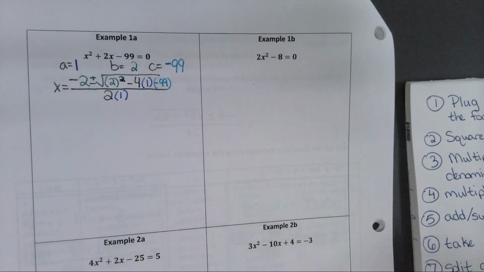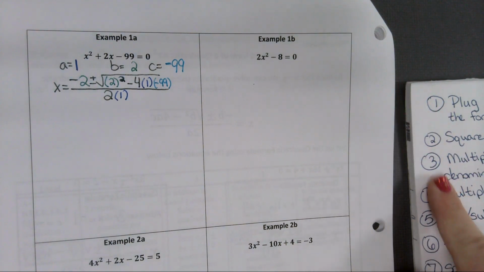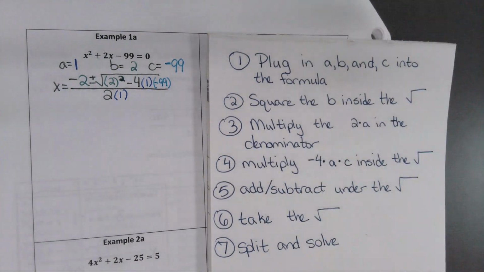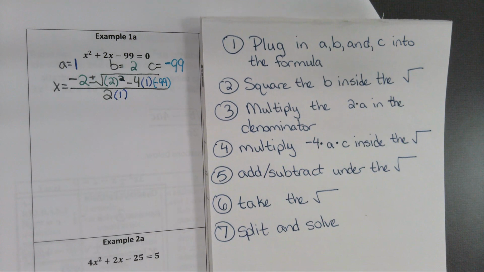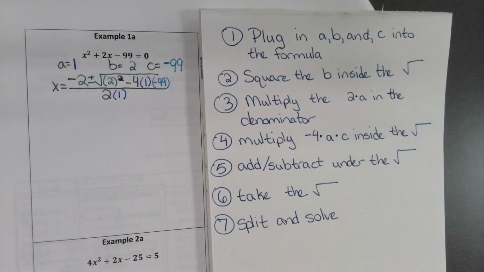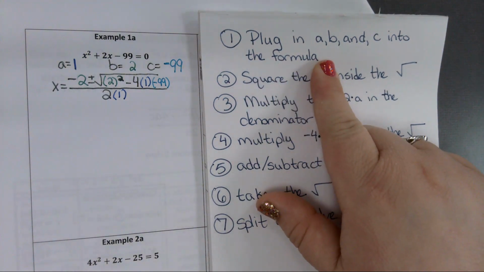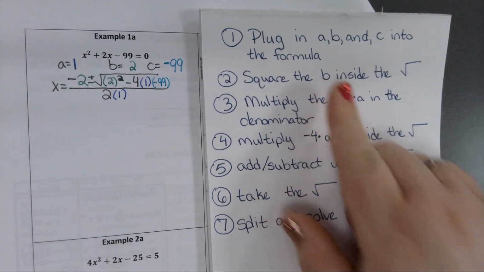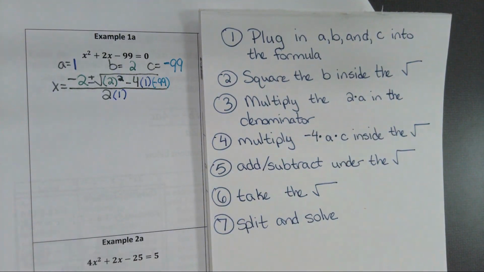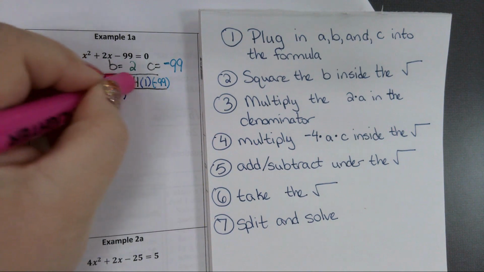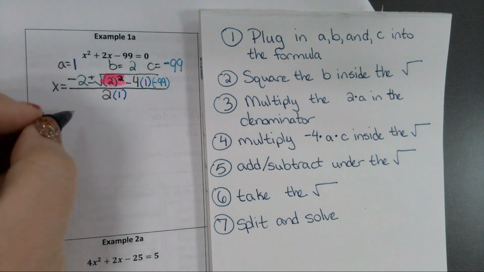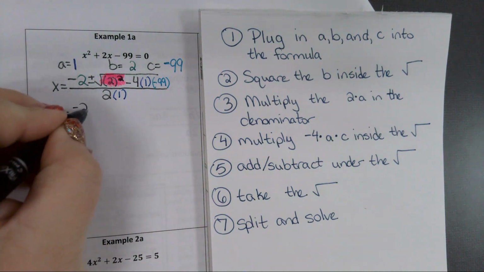And we're going to use these steps that we have over on the side here to solve. So I'll list them over to the side so that we can follow along. Step 1, we've got done, plugged in A, B, and C into the formula. Step 2, we are going to square the B that's inside of my radical. So we're going to do this part right here. Everything else will get copied exactly as you see it.